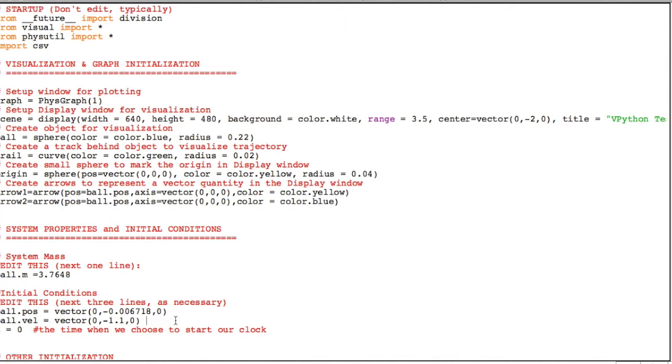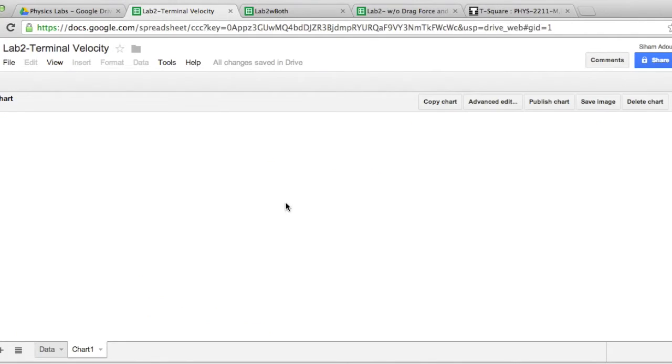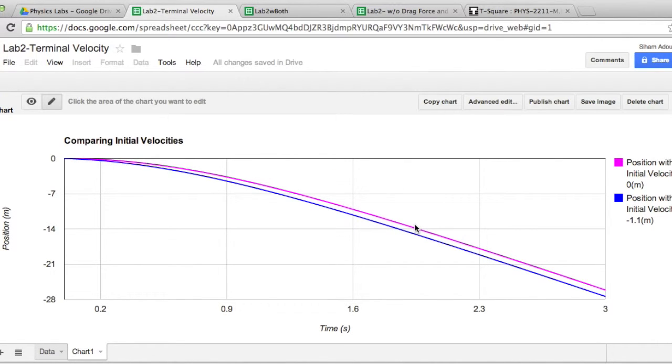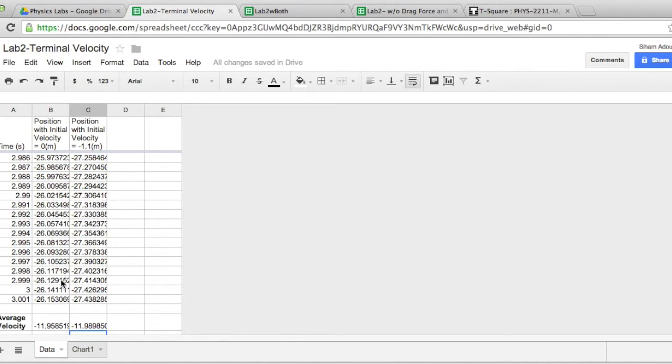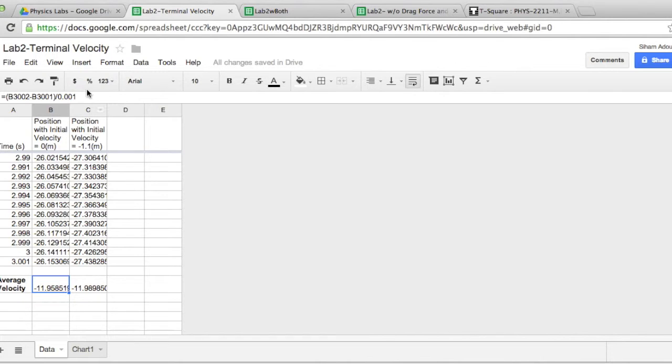If the object was initially thrown downward, the object would travel a greater distance but would reach the same terminal velocity. I used our computational model to graphically visualize the object's terminal velocity over a greater length of time. If we drop the object at a greater height, in this computational model, the pink line shows the object's position over 2 seconds with a 0 initial velocity. The blue line shows the same object's position over time with an initial velocity of negative 1.1 meters per second. After 2 seconds, we see that the change in position over time is almost equal in both models.